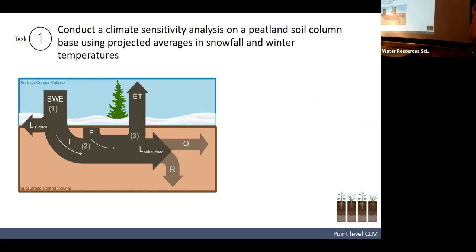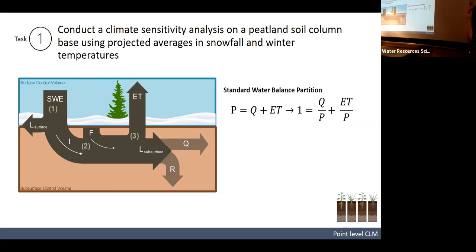And so I will walk you through this in terms of the kind of partitioning metrics that we would be considering. So you might remember from your Hydro 101 class, our kind of standard water balance partition. So where we're dividing available precipitation into runoff and ET. And if we divide across by precipitation, we end up with some kind of runoff fraction, sometimes referred to as blue water, and an evaporative fraction, sometimes referred to as green water. So we end up with kind of a fraction of that precipitation that is going to each of these sources.